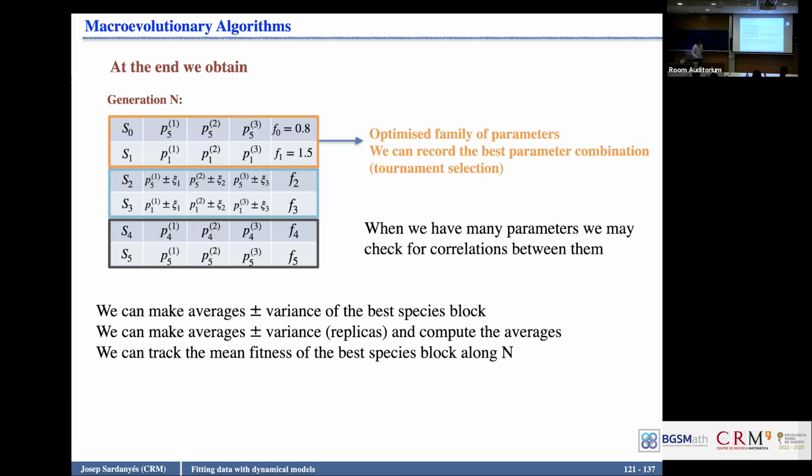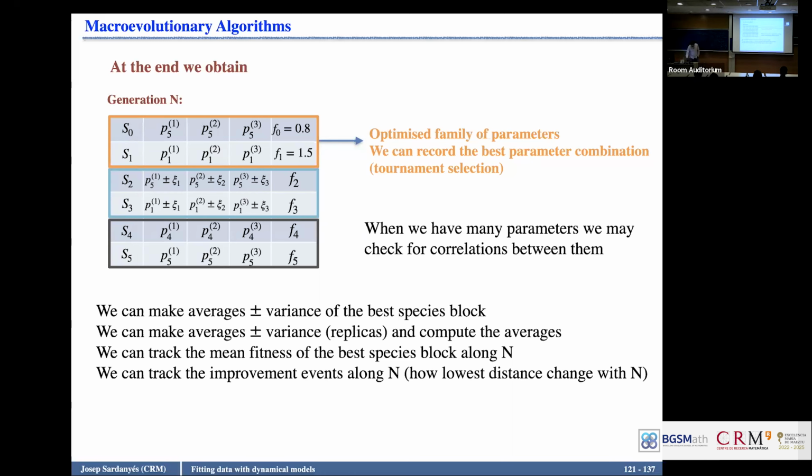We can also track the mean fitness of the best species in this block, for example, along the generations of the algorithm. We can also follow the distance, how this error changes in time, because it's very useful to visualize how this performance is done, how this optimization is done. This is something I highly recommend.